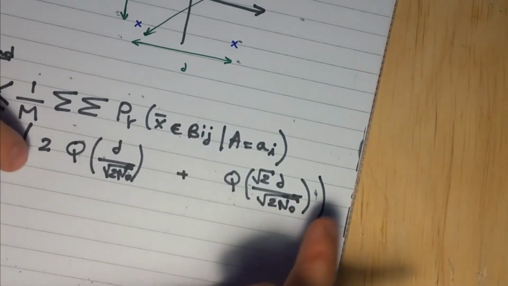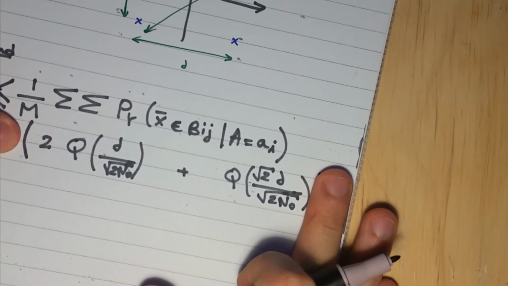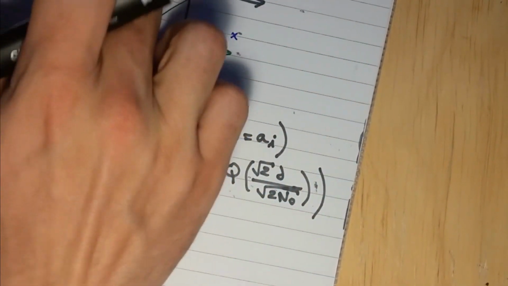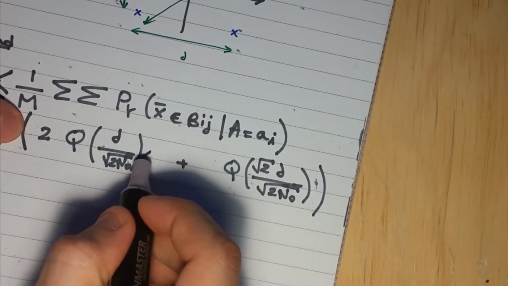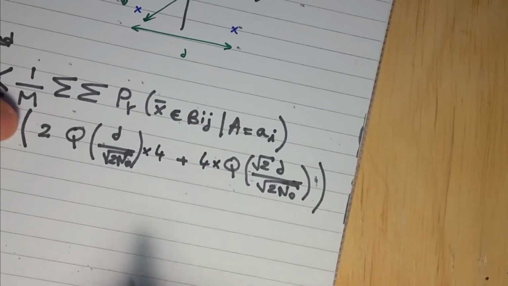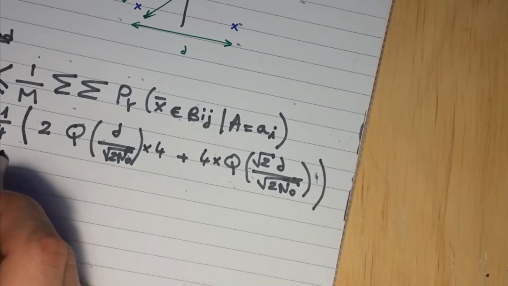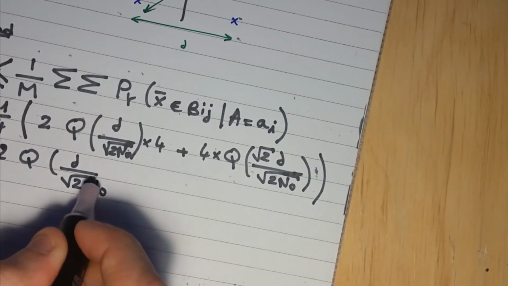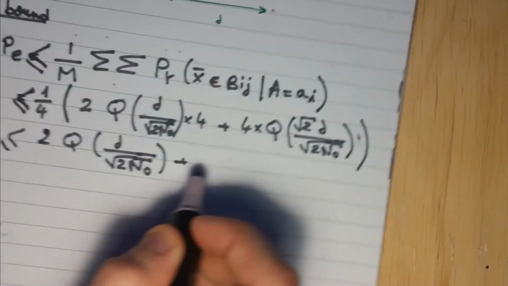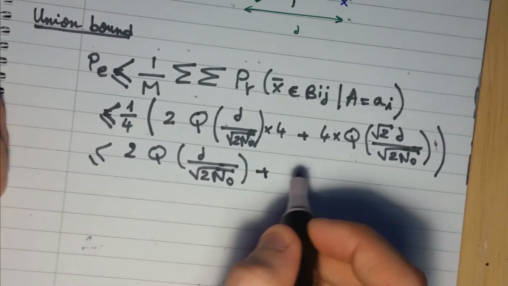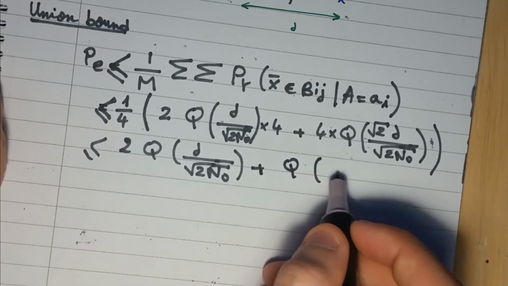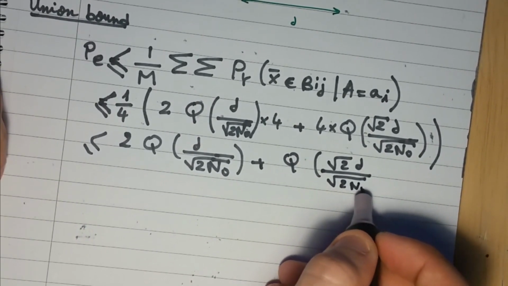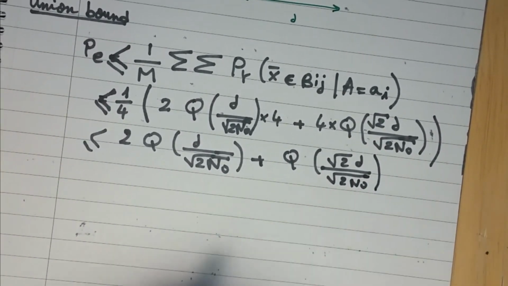Obviously this part is only for 1 point. And we want to see what happens for this point, and this point, and this point, so we have to take that into consideration. So you multiply by 4, and then you get your result, which is literally in every course book. It's Q of d over square root of 2N0 plus Q of square root of 2 d over square root of 2N0. We can remove the square root of 2's, but I just kept them, it doesn't matter.